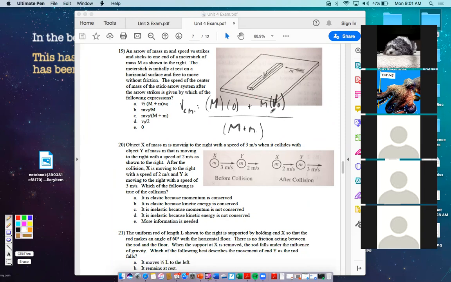And that has got to be true before the collision and after the collision. So after the collision, I'm going to get big M going with the speed of vf plus little m going with that same speed vf because they are combined, divided by big M plus little m. And you can see that you end up getting the exact same equation. So the answer is C, and we can get there from two different ways.